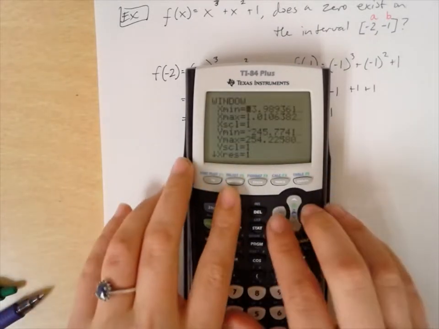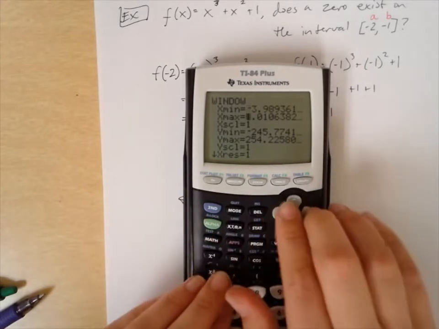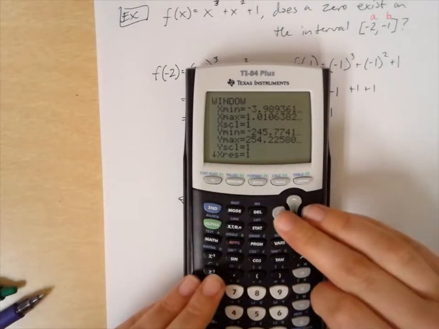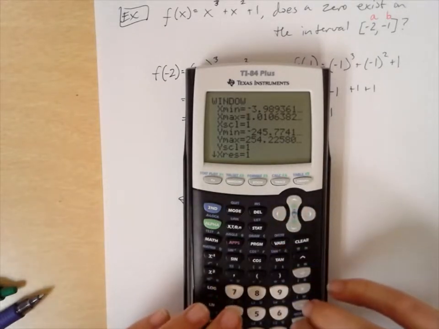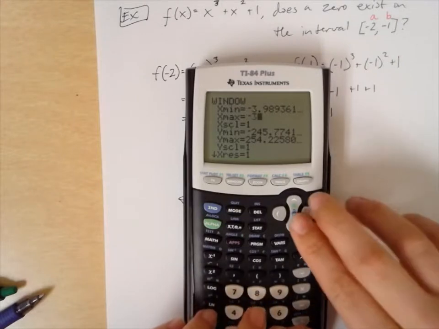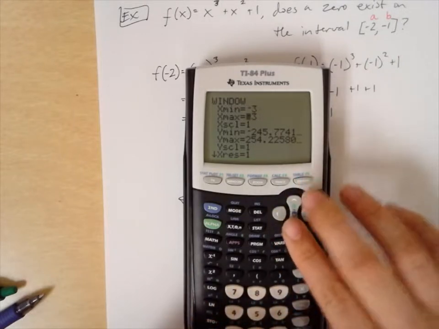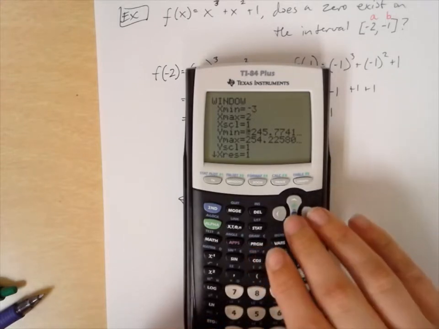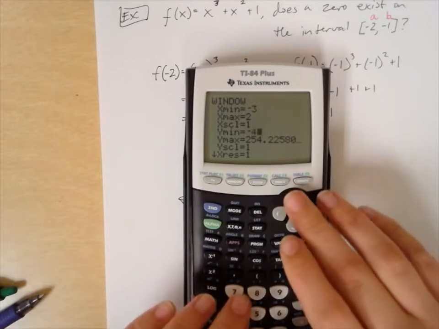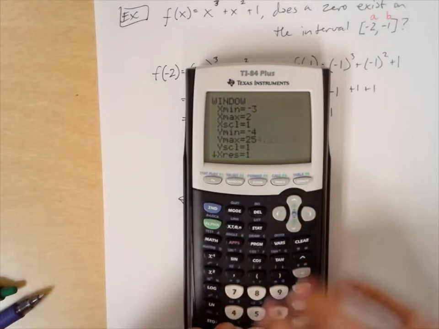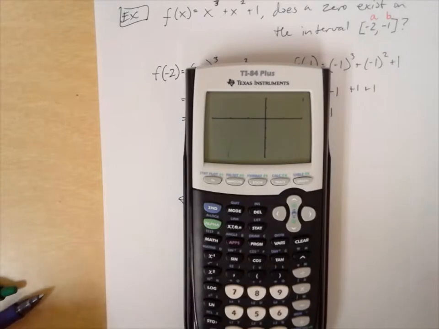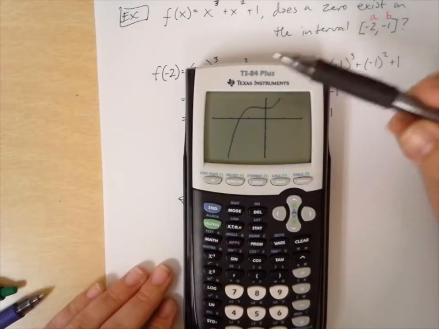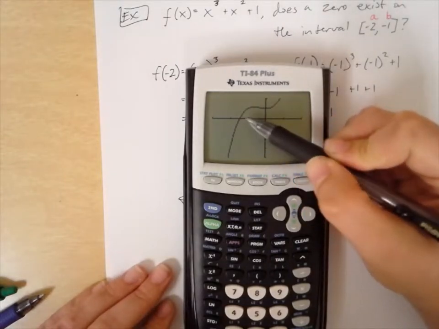Let's change my window just to fit what I'm trying to do. Pardon me for being so picky here. Let's make this go from -3 to +2, and let's go from -4 to +2. That'll be a little bit prettier. There we go. That's what we want to see. All right, so we can see that from -2 to -1, there is in fact a 0.